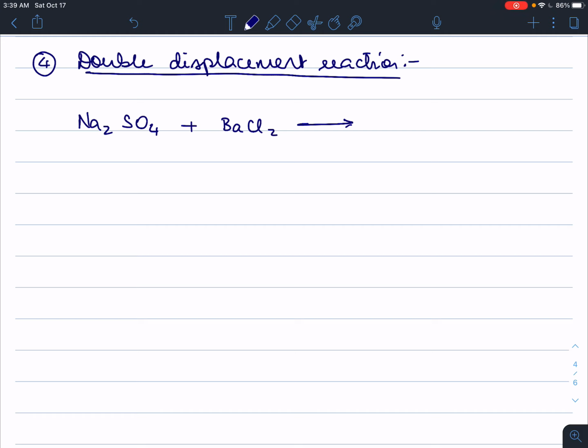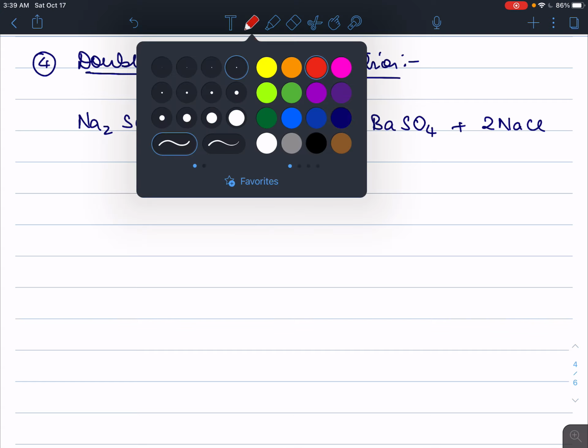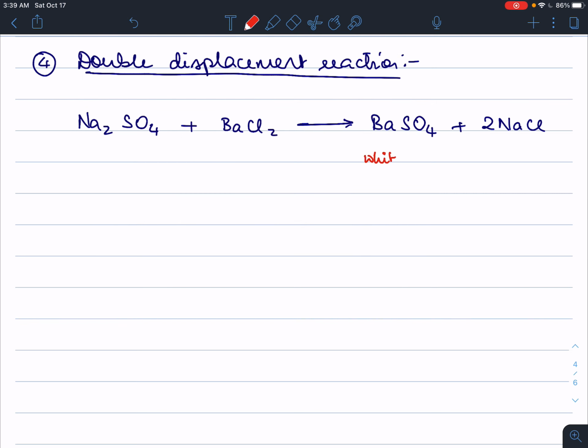But the second you mix them, you don't even have to heat, you don't have to do anything. The second you mix them, you get a white precipitate of barium sulfate and then sodium chloride remains in solution. All right. So this is a white colored precipitate. This remains in solution. These have always remained in solution.